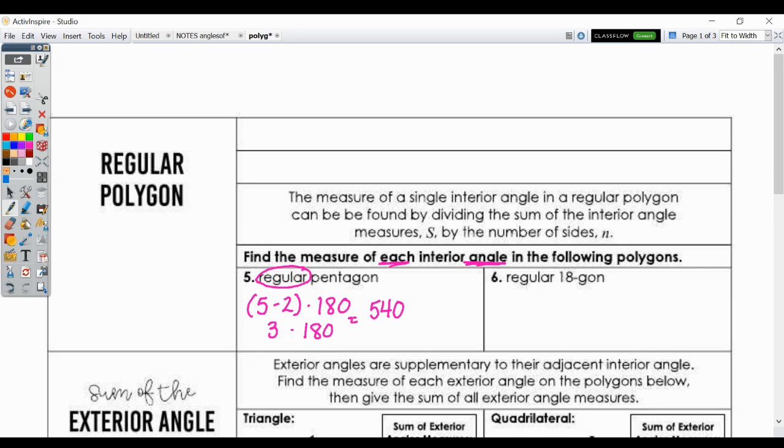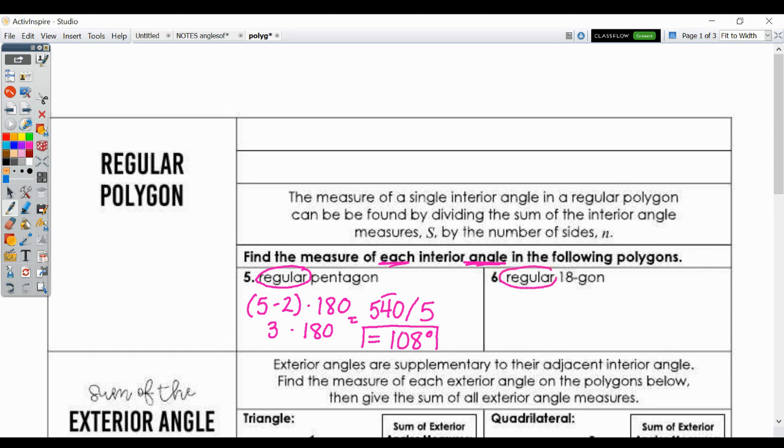Well, we know that each angle is the same. So I need to take this 540 and divide it equally among all of the 5 angles. So that means I'm going to divide it by 5 because there are 5 angles. So I do 540 divided by 5. That means that each angle is 108 degrees. Okay, the sum was 540. Each angle inside of it is 108. We know that each angle is the same because it says it's a regular pentagon.